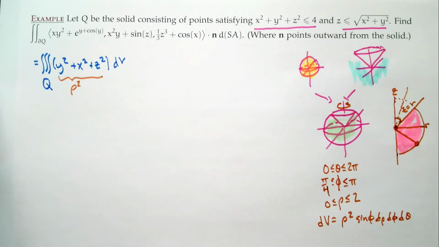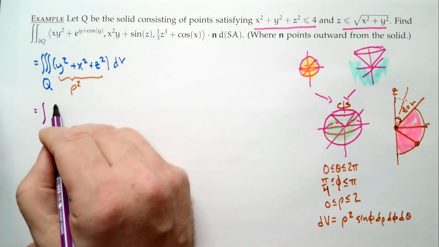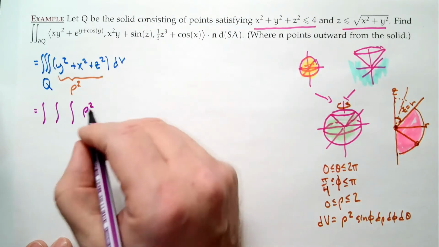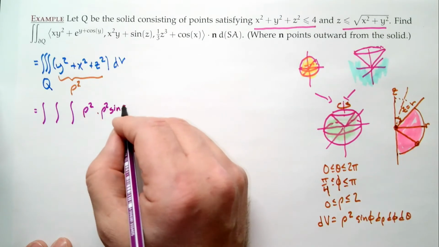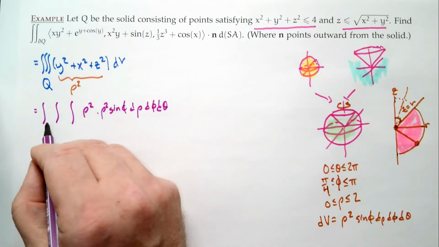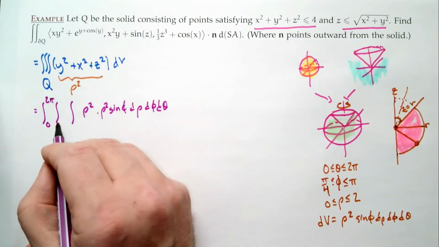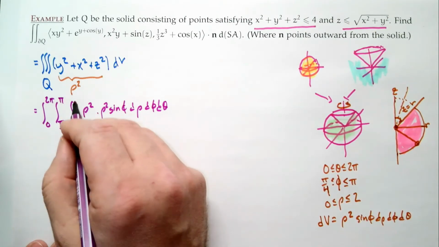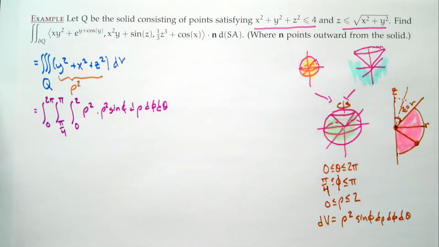All right. Okay, so let's put it all together. So we're going to have that this is the integral of our function, rho squared, times our dV, another rho squared sine phi, d rho d phi d theta, theta 0 to 2 pi, phi pi over 4 to pi, and rho is 0 to 2. So from here, again, this is a really nice integral because all the bounds are constants, which means that we can just really pull it all apart.